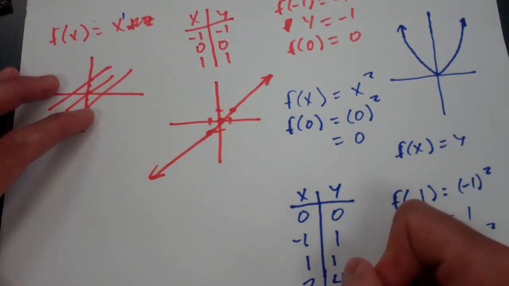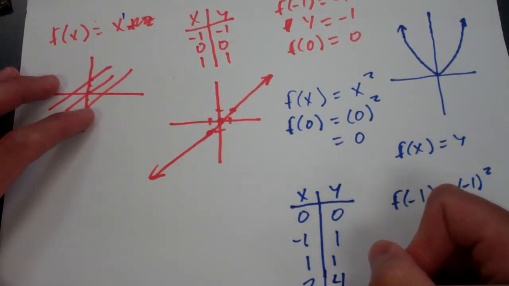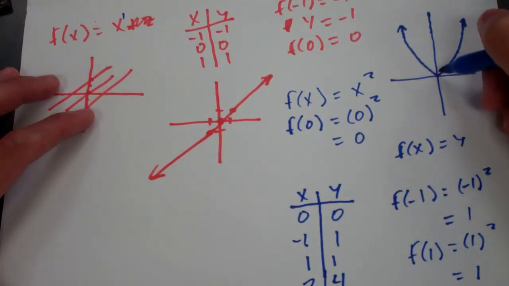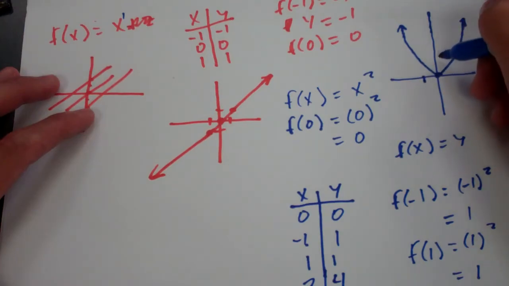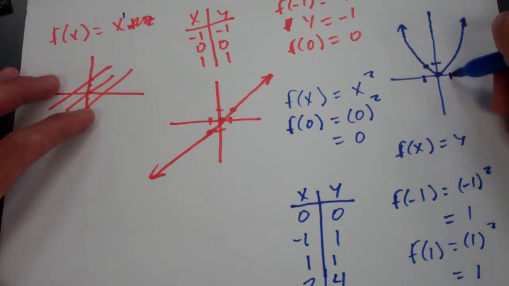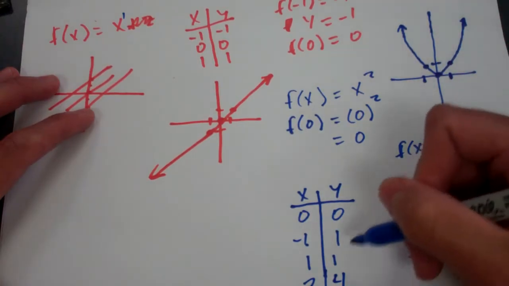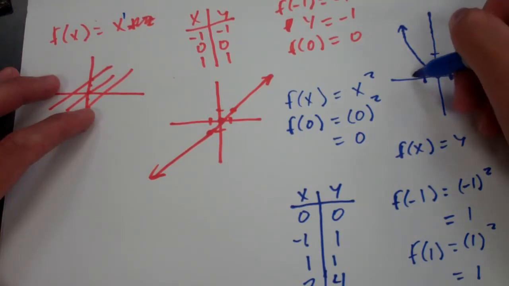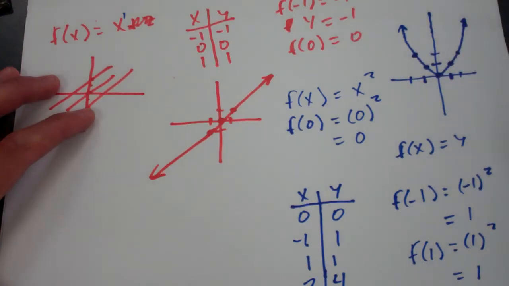So if I plug in a negative 2, you can probably see that if I square a negative 2, it's going to come out to 4. And it coincides with this. At x is equal to 0, y is 0. At x is equal to negative 1, y is 1. At x is equal to 1, y is 1. And at 2, y is 4. And negative 2, y is 4. So then if we kept on going, we'd get something that looked like this. Okay?